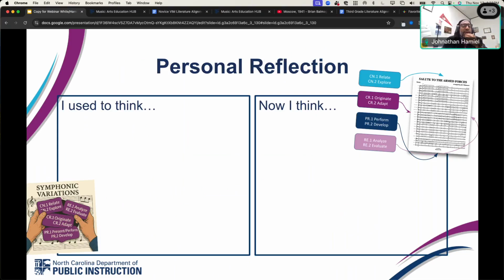All right. So with our personal reflection during this time, based on what you've heard so far, what you need to put down is: what I used to think and what I think now. You can either pause it or do it; we're going to give you a little bit of time. I used to think what? What did you used to think about arranging? No, I'm sorry, not arranging. About score study, about selecting a piece of music and how it aligns to the standards, versus what do you think now?